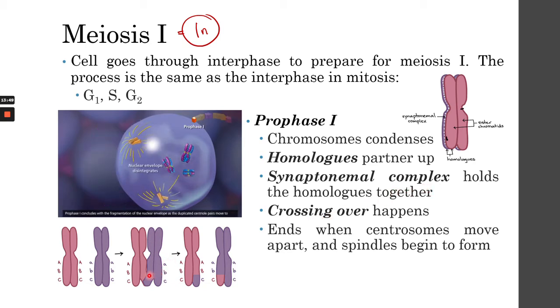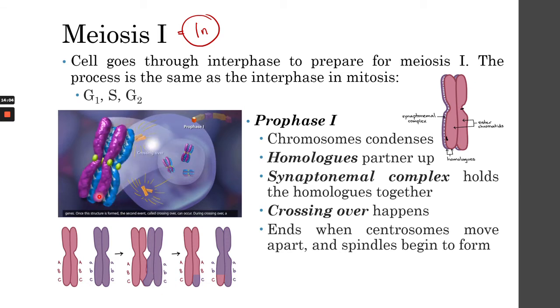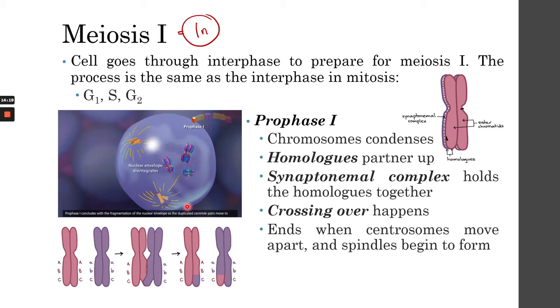Moreover, after pairing up, these chromosomes actually switch genes. We're not going to discuss how they do that because that's quite a complex process. But you can think of it as one gene and its allele, the gene that basically codes for the same thing, switching, which is what we call a crossover. And then prophase 1 ends when the centrosomes start to move and the spindles start to form and attach onto those chromosomes. When this happens, we move to metaphase 1.